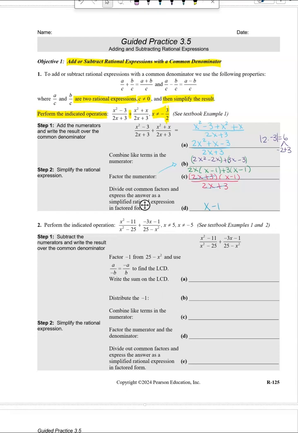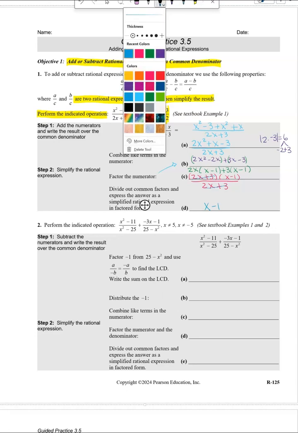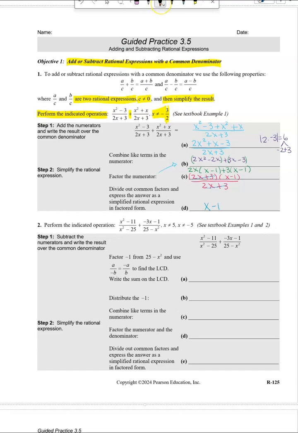Let's do another one. Now we're going to perform the indicated operation on this equation. Notice that this is the difference of squares, right? So we know that x can't be positive 5 or negative 5.